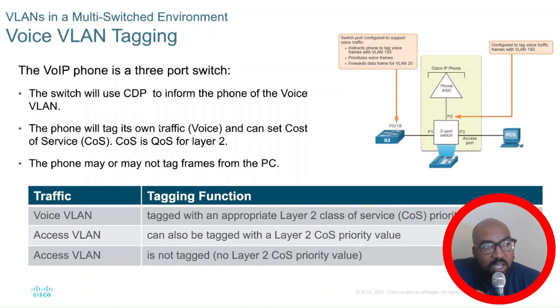So voice VLAN tagging: with voice over IP, the phone is a 3-port switch. The phone will tag its own traffic, and it can set a class of service, so how much priority that information gets on its way there. And as you can see here, we have VLAN 150 configured. It instructs the phone to tag a voice frame. So this makes all the voice over IP information a lot faster. Really, really quick there.